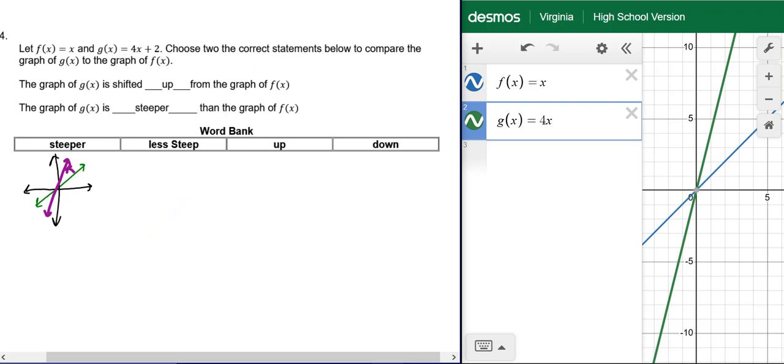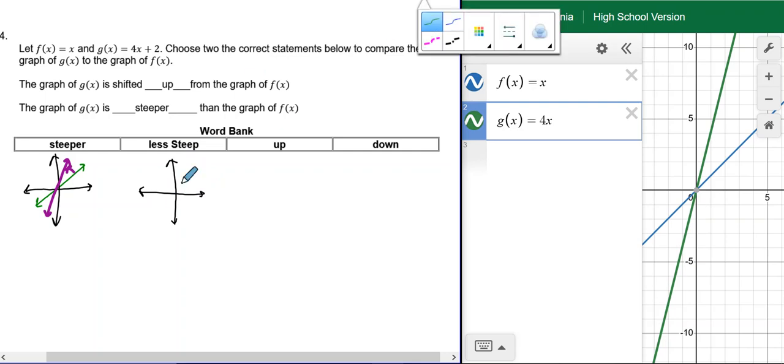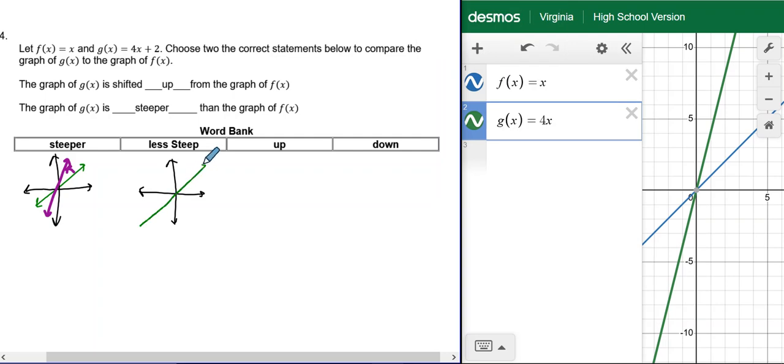If it was less steep, on the other hand, let's compare it to the parent function again. It would be less steep. That means it will go closer to the x-axis, meaning it's going to get pushed down like this. So this is steeper and this is less steep. And in our graph, we can clearly see that it's steeper. So the graph of g of x is steeper than the graph of f of x.